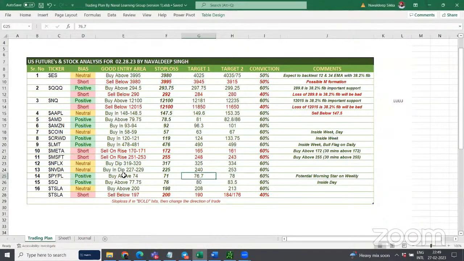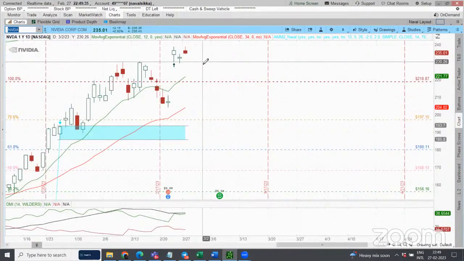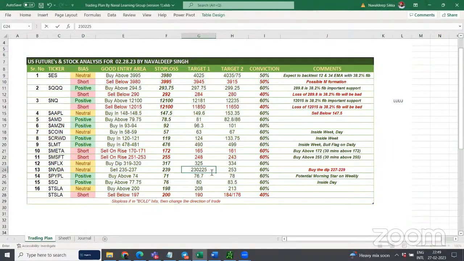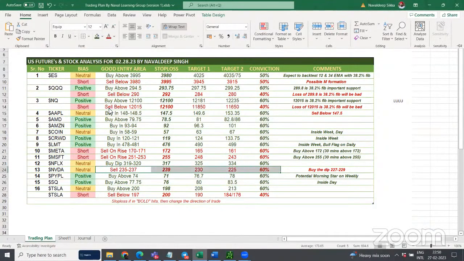But if you are a risk lover, you can do a sell, or I would do the opposite. I will do the sell here and buy the dip. Buy the dip at 227, 229. And here, sell at 235, 237, stop loss 239. Target is 230, and then 225. If it crosses 240, then it's an excellent area. But if it loses and comes to 225, 224 area, at that time, I would love to add this.